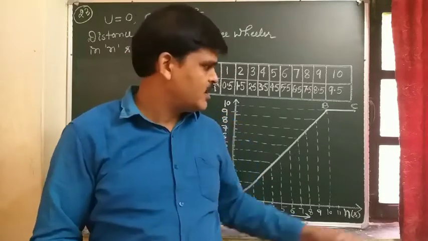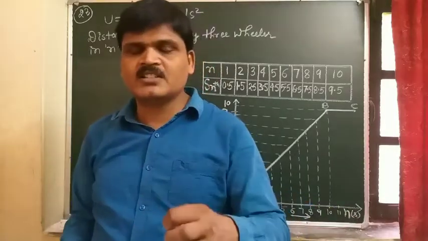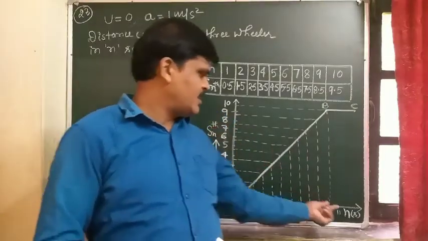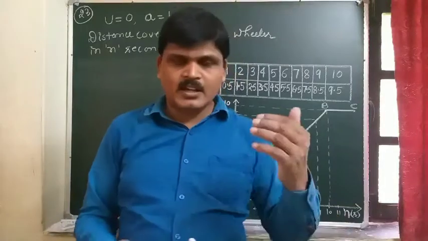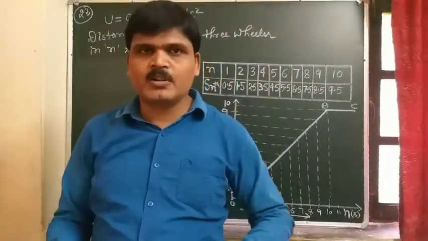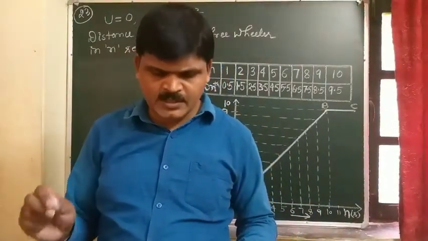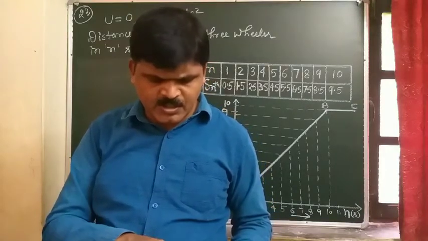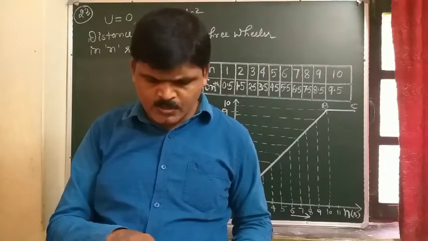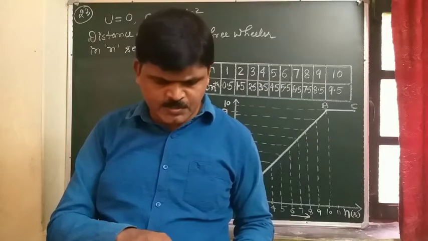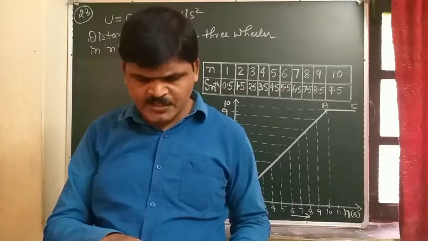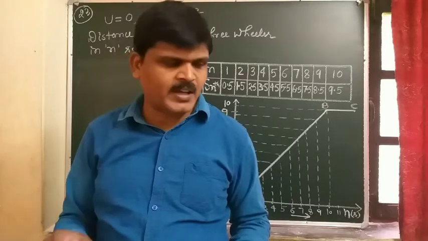N means time, and the distance traveled by the object in the nth second is Snth. Time is n, and we have to plot this for up to 10 seconds. What do you expect this plot to be during accelerated motion? A straight line or a parabola?